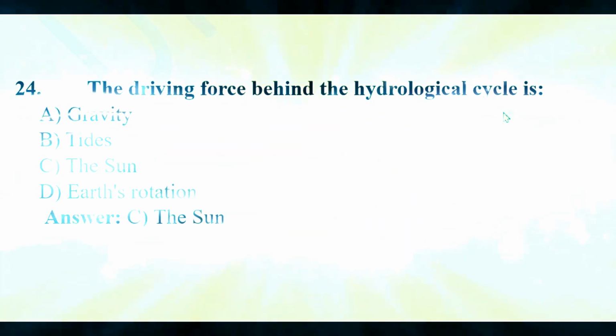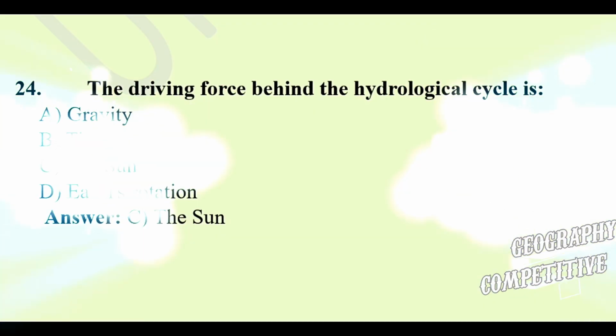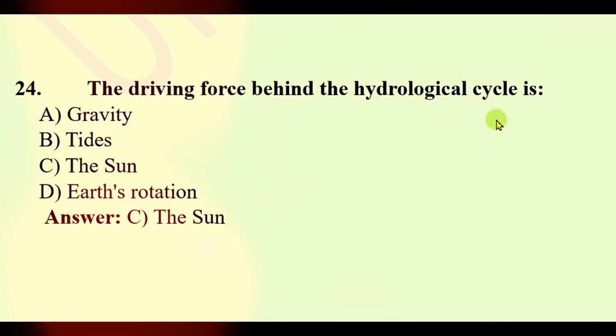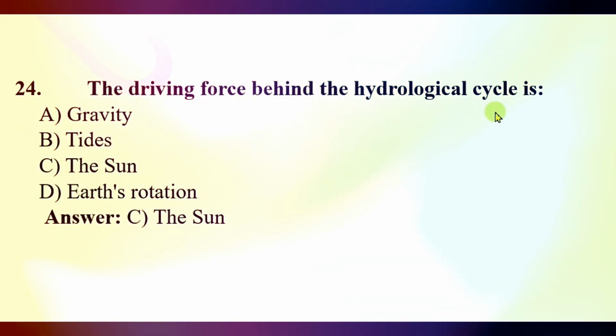Question 24. The driving force behind the hydrological cycle is gravity, tides, the sun, Earth's rotation. Here the right answer will be the sun. The sun is the driving force behind the hydrological cycle.